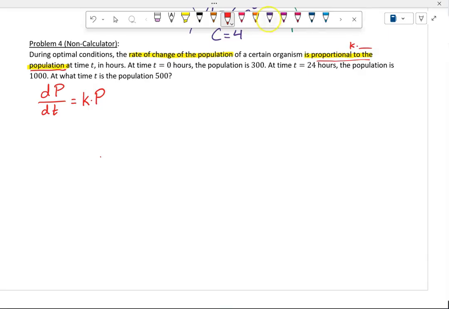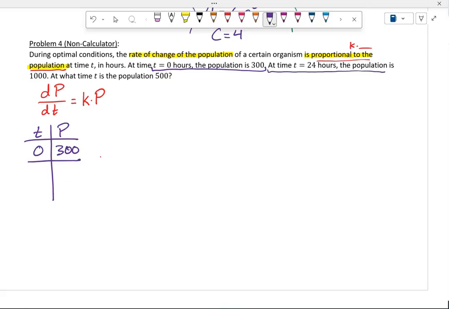All right, let's see what else it gives us. At time 0, the population is 300. Okay, that sounds great. So let's do a table. This is going to be a T and P table. So time equals 0, population is 300. Let's see what else it says. At time t equals 24, the population is 1,000. So 24, 1,000. At what time t is the population 500? So now we have a question mark and 500.